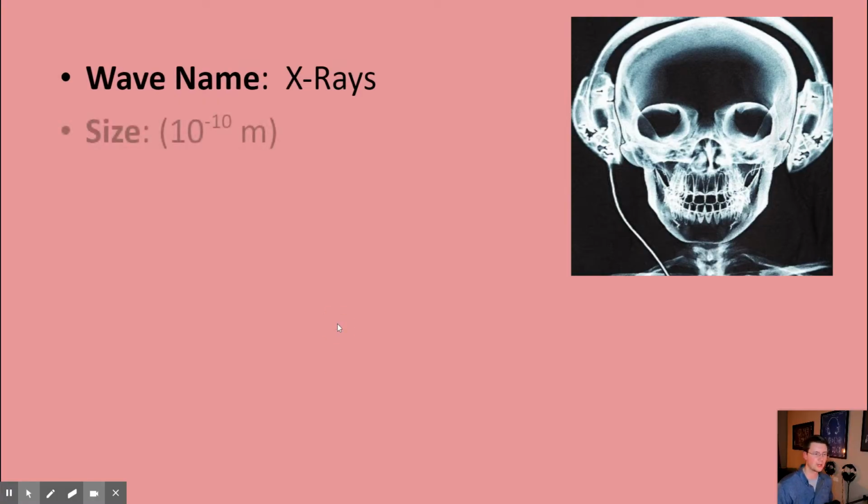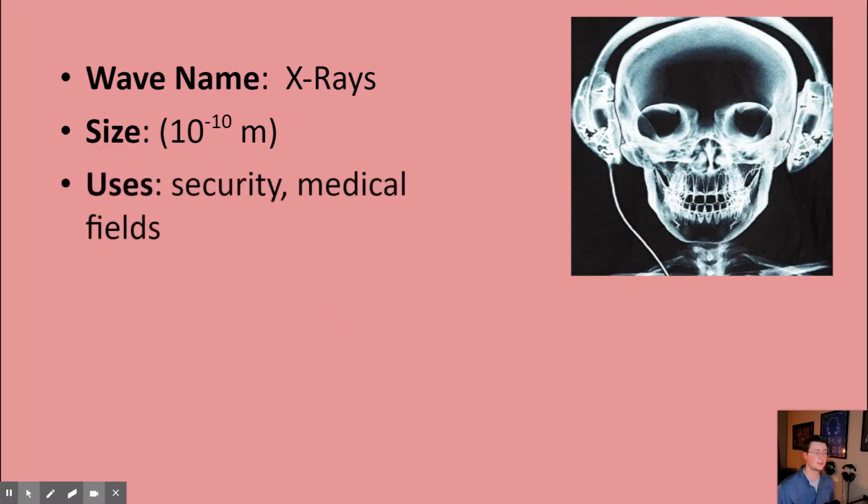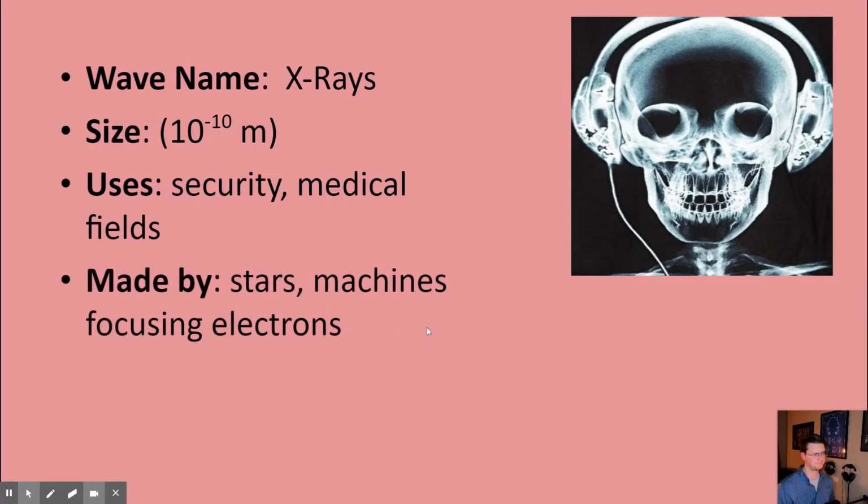X-rays. So we know these, right? Their general size is 10 to the negative 10th meter. So we're getting really small. Uses in security, also medical fields, right? I'm sure a lot of us have had some form of X-ray at some point. Again, made by stars or machines that focus electrons. And of course, dangers could be cell damage.